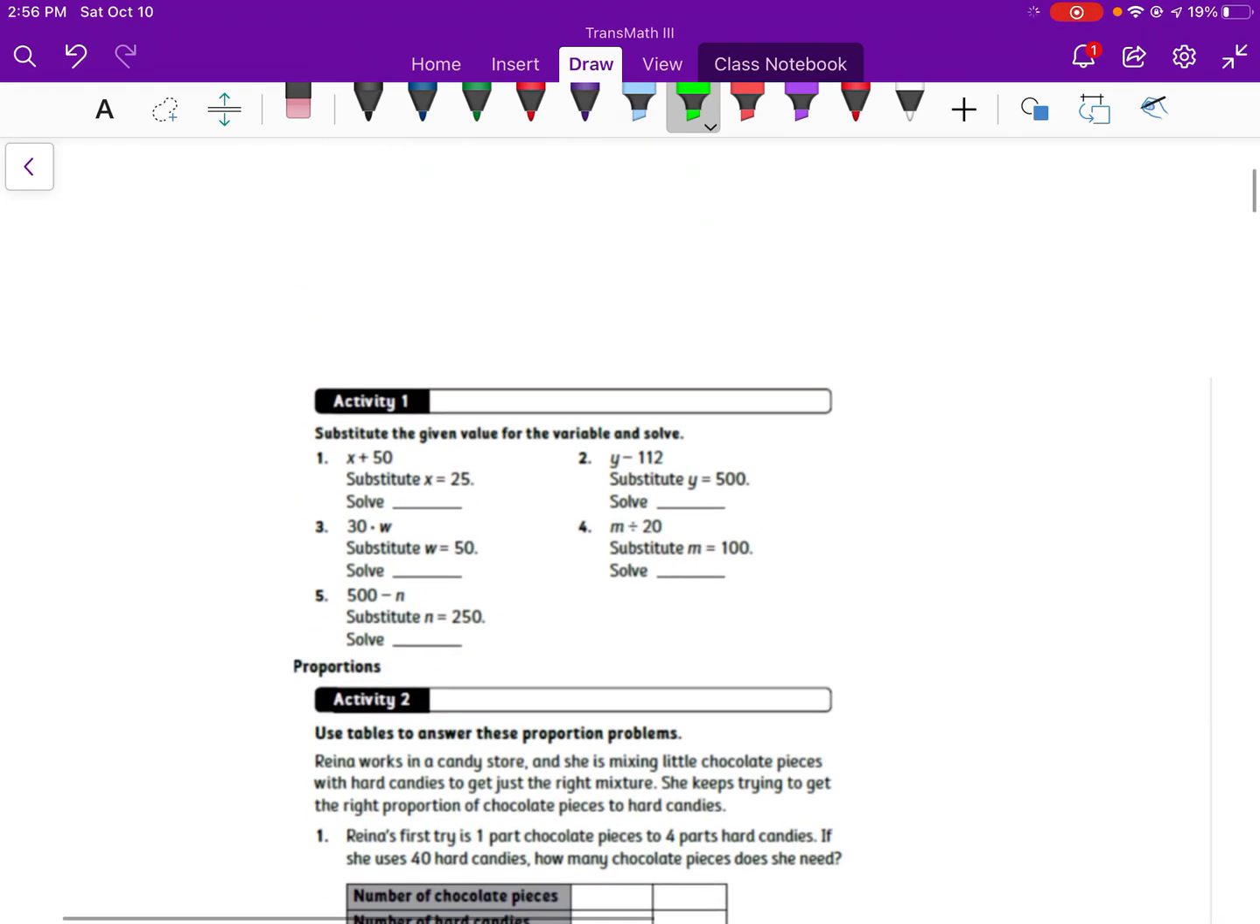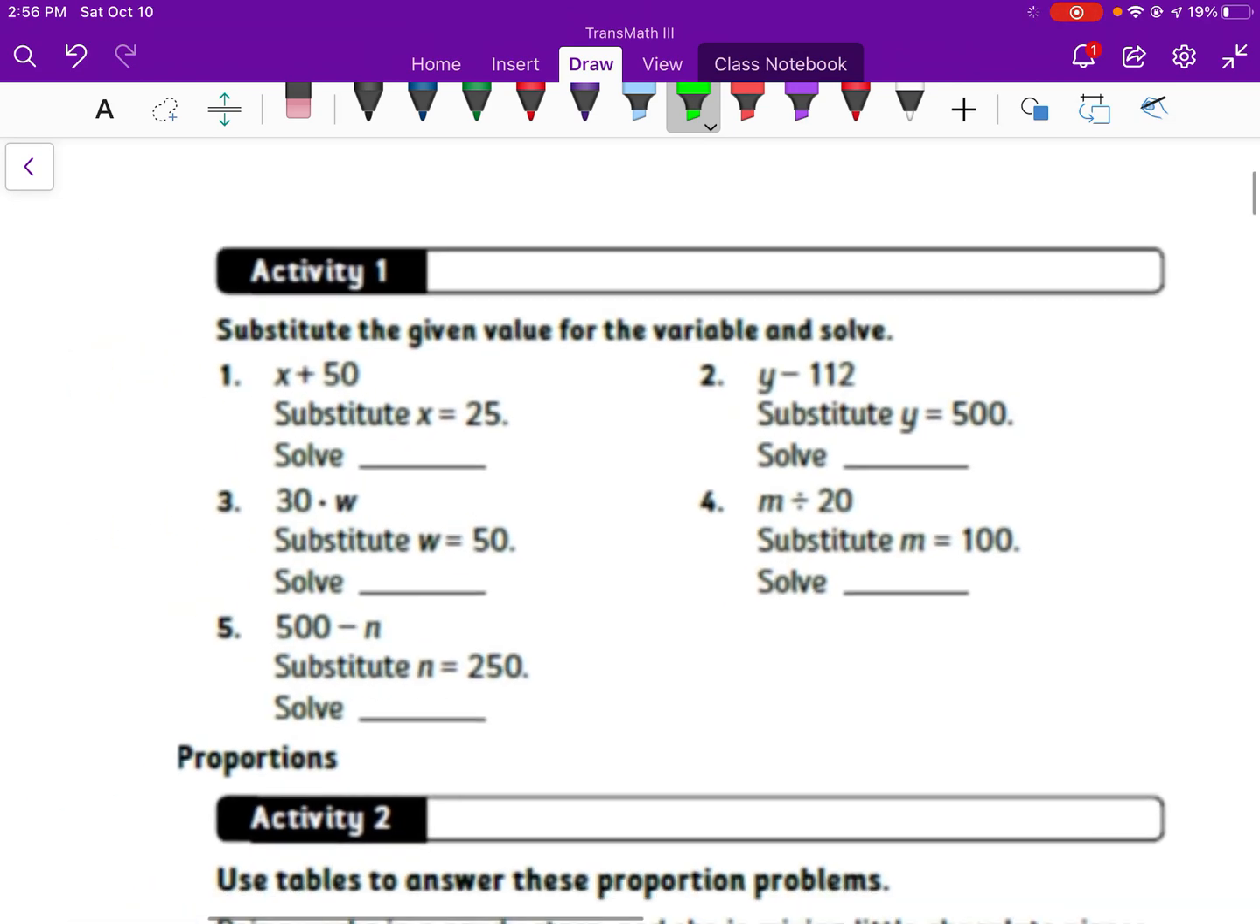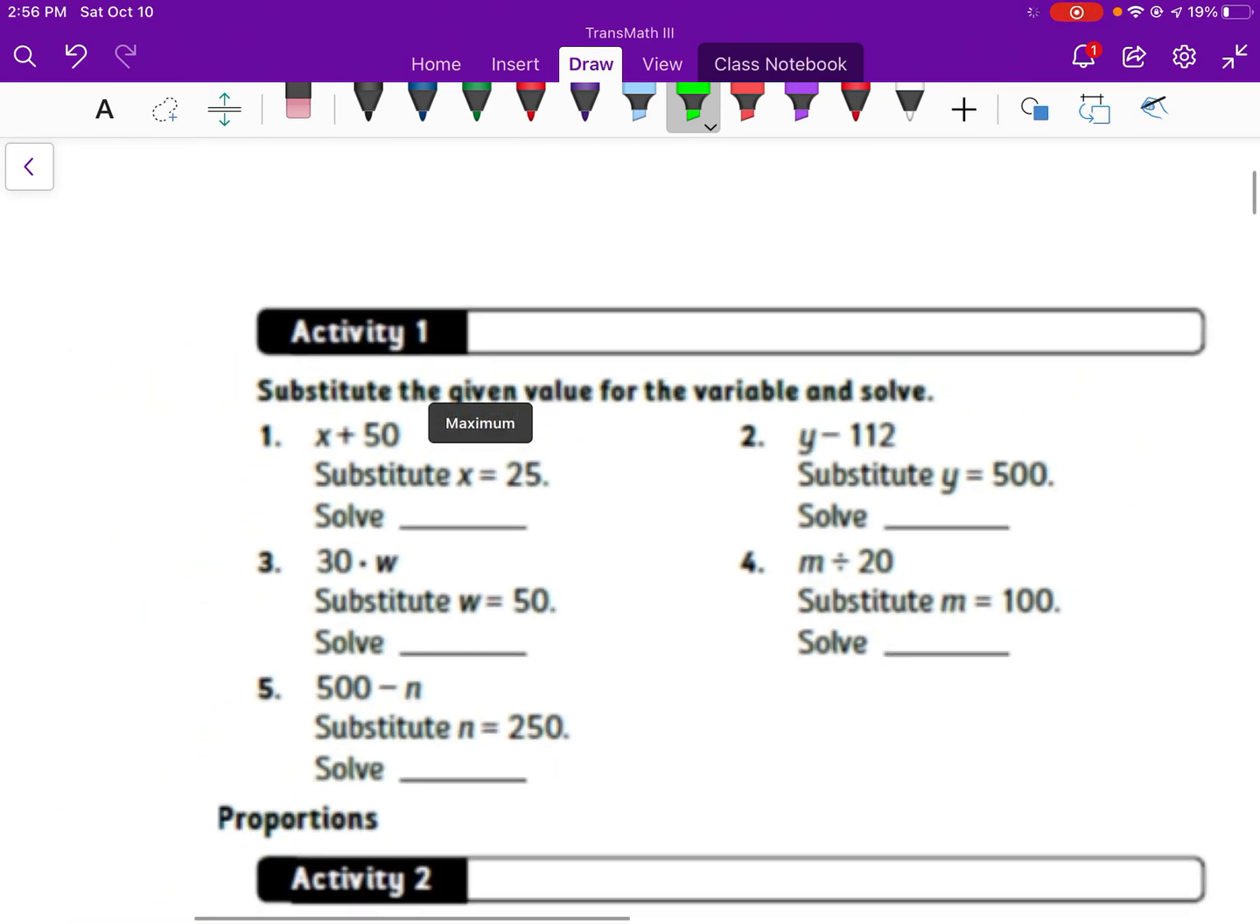Now that we're back, activity 1: substitute the given value for the variable and solve. In number 1, we had x plus 50. We're going to substitute x is equal to 25. So we're taking that 25 and substituting it in for x. That's saying 25 plus 50, which will give us 75.